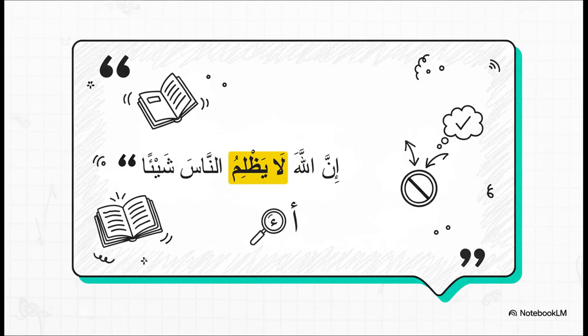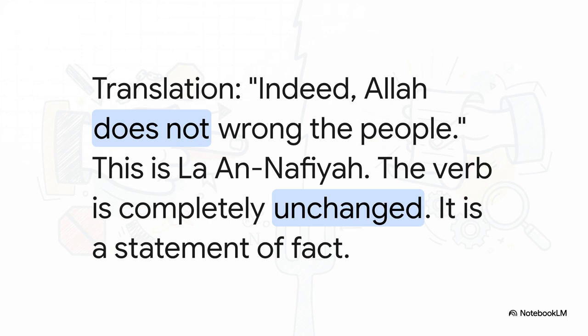Okay, now for a perfect contrast, this verse here is a statement about the nature of divine justice. I want you to pay close attention to the verb following law in this one. The translation here is, indeed, Allah does not wrong the people. See the difference? This is not a command. It's a statement of fact. And the grammar confirms it for us.